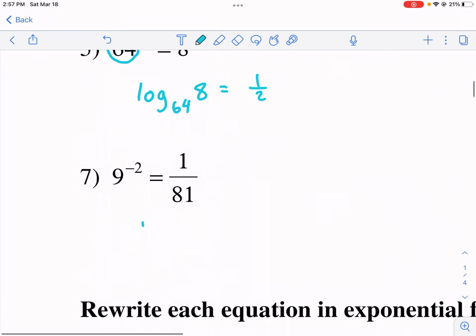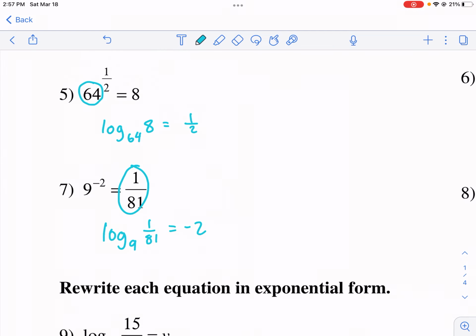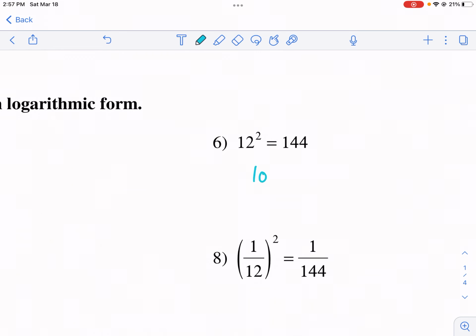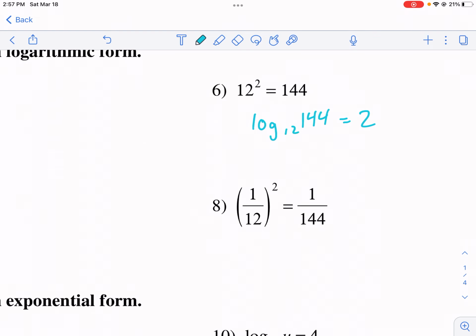For this one, the base is 9, so the 9 goes in the base. We're going to transfer that 1 over 81 next to it, and then equals negative 2. The exponent always goes by itself on the equal sign in exponential form. Log base 12 of 144 equals our exponent 2. And then last one, we have log base 12 of 1 over 144 equals negative 2.